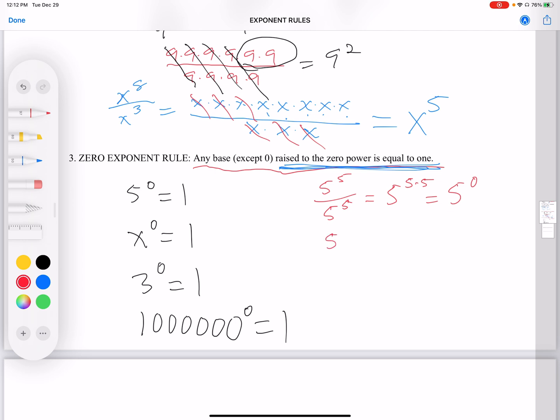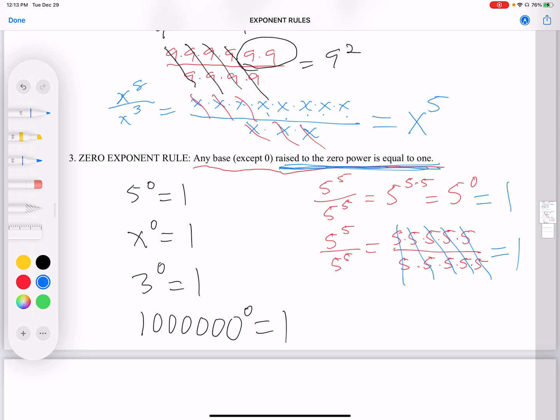Well, let's write this out in terms of what this means. 5 to the 5th over 5 to the 5th equals 1, 2, 3, 4, 5 over 1, 2, 3, 4, 5. Guess what happens? 5's cancel out, 5's cancel out, 5's cancel out, 5's cancel out, 5's cancel out. And 5 over 5 is just 1, so the answer to this is just 1, which is why anything to the 0 power is 1.